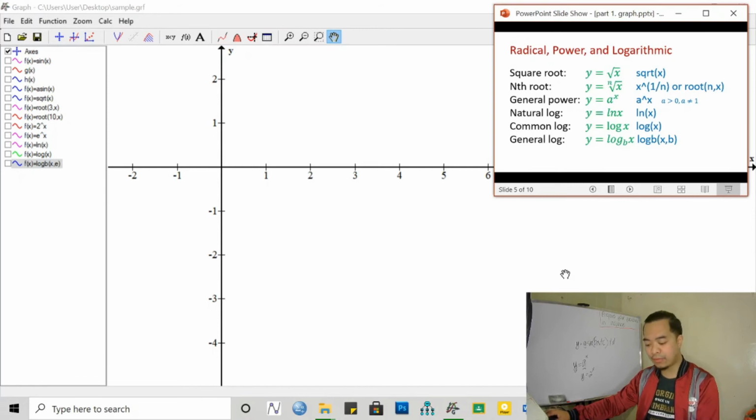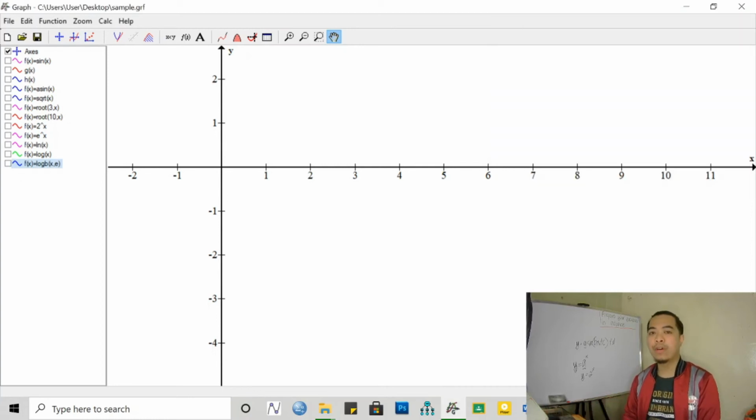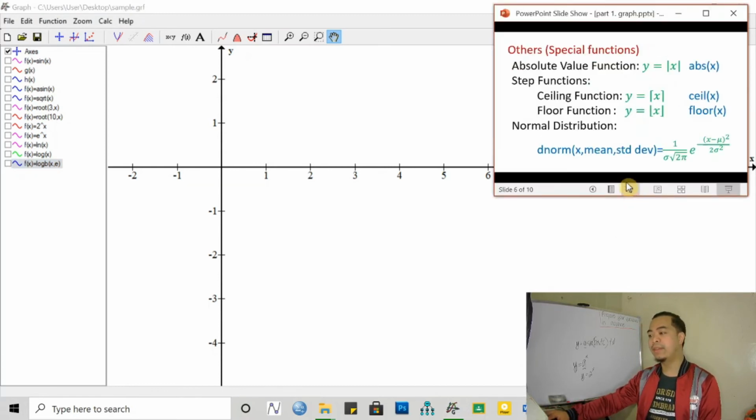Graphing the different types of functions other than polynomial and rational, as we presented in the first video. The last set of functions that I'm going to show you are a bit special because they are neither of the functions that we have presented. So let's start with the absolute value function. The most basic absolute value function is y equal to the absolute value of x. The syntax for the graph calculator to interpret the absolute value function is ABS of x.